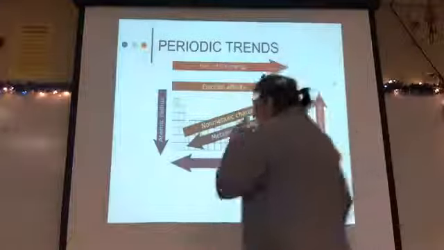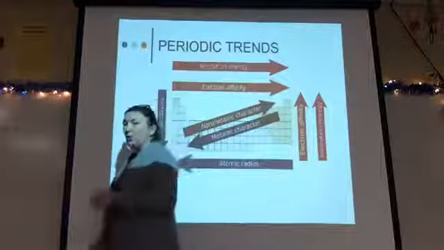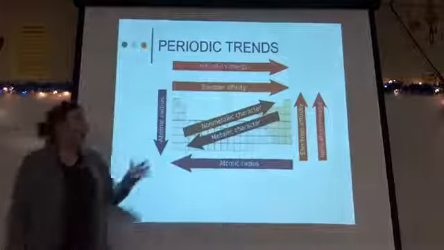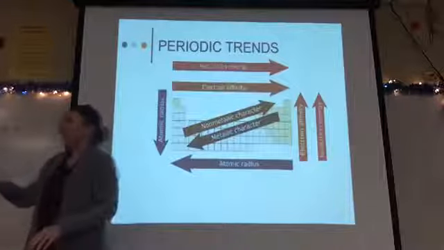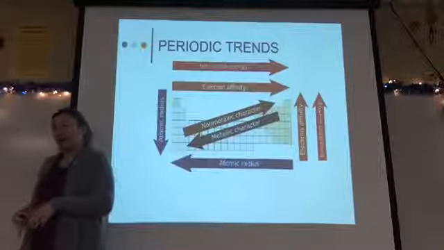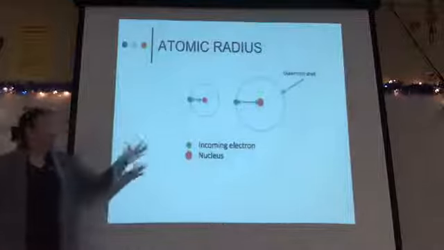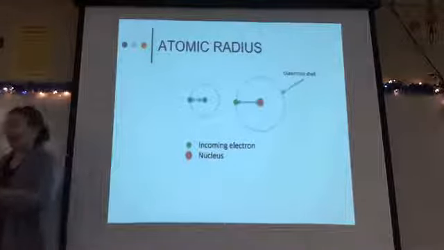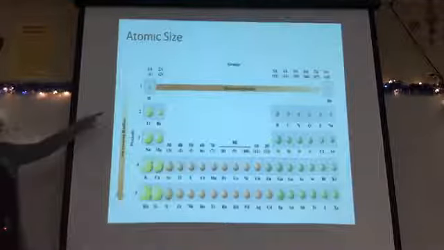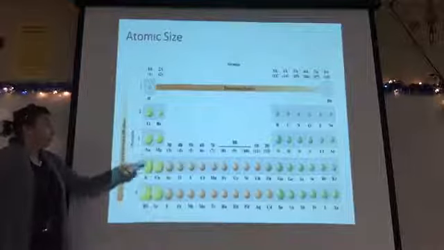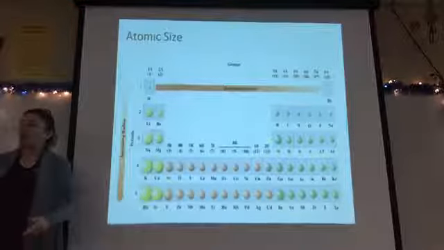Okay, so yesterday we were talking about periodic trends, different trends that you can see and use on the periodic table. Yesterday we talked about atomic size, atomic radius. Atomic radius is how big the atom is, from the center of the nucleus to the outermost electron. That is the atomic radius. And we know that as you go down the column, down the group, they get larger and larger and larger.